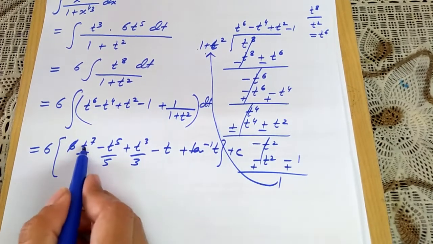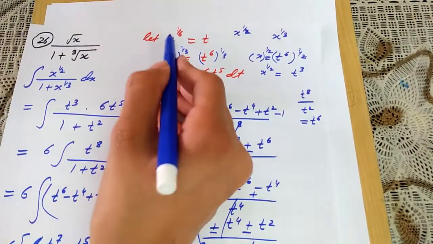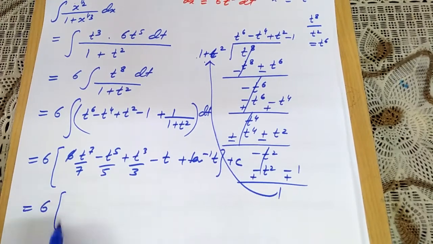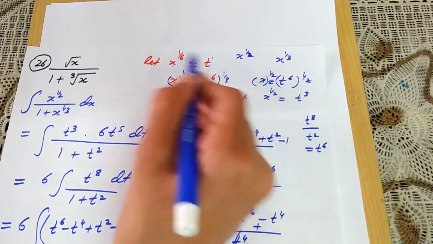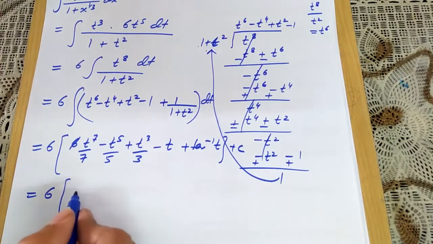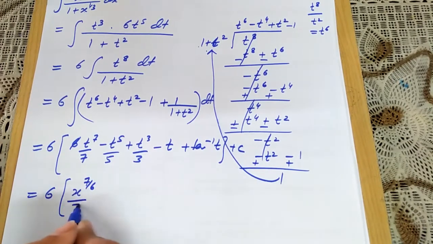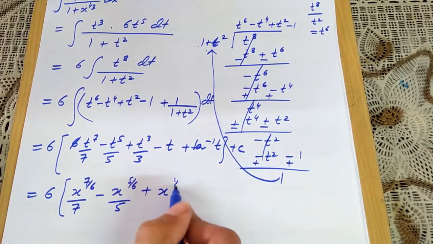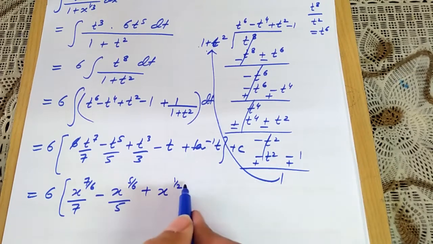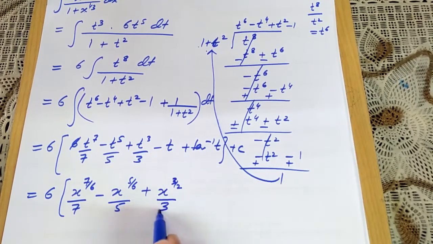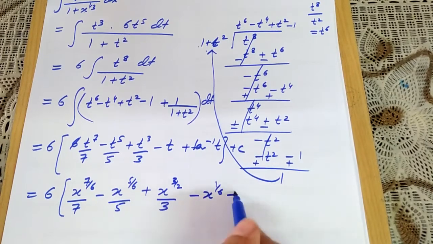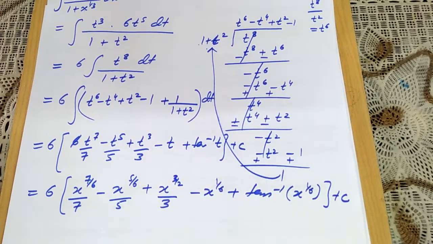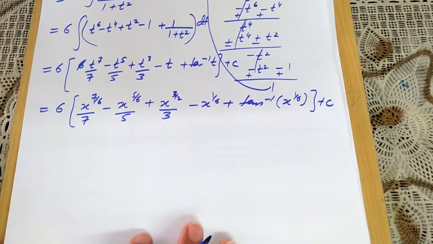Now substitute back the value of t. You know that t is equal to x raised to power 1 over 6. So it will become 6 into t raised to power 7, it will be 7 over 6. So it became x raised to power 7 over 6 over 7 minus x raised to power 5 over 6 over 5 plus x raised to power 3 over 6 over 3 minus x raised to power 1 over 6 plus tangent inverse x raised to power 1 over 6 plus constant of integration. So this is the solution for your question number 26.